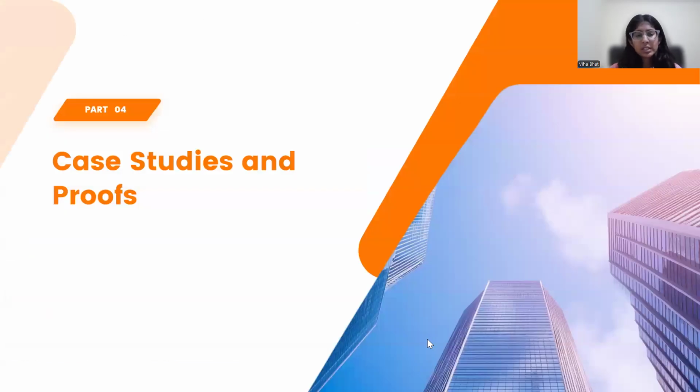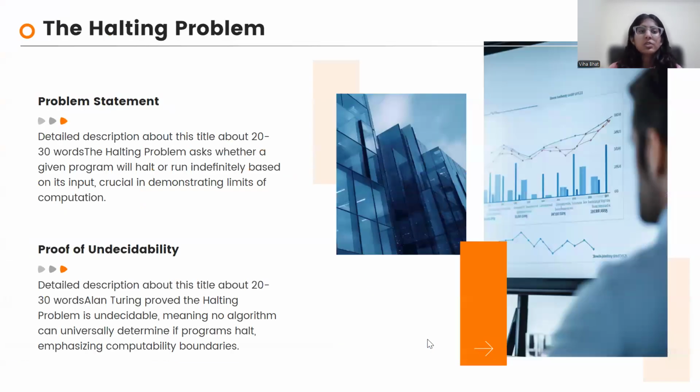Next are a few case studies and proofs. The first is the halting problem. The halting problem asks whether a given program will halt or run indefinitely based on its input, crucial in demonstrating limits of computation.